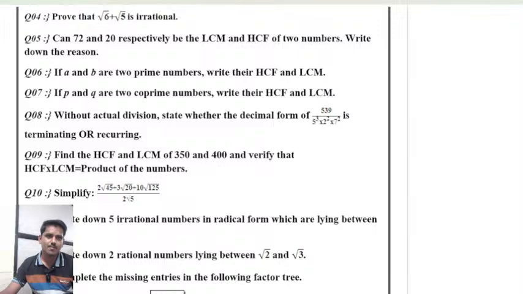So after simplification we get 6 root 5 plus 6 root 5 plus 10 fives are 50 root 5, divided by 2 root 5. So adding the numerators, 6 plus 6 plus 50, that is 62 root 5 divided by 2 root 5. So the answer is 31, and root 5 cancels. So it is a rational number.